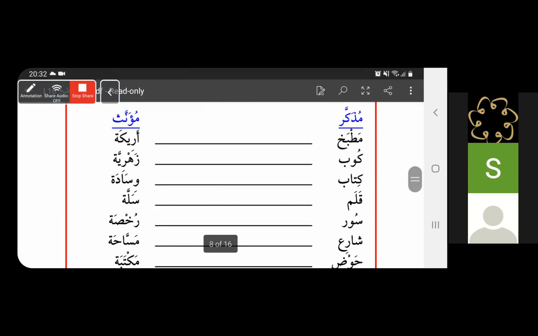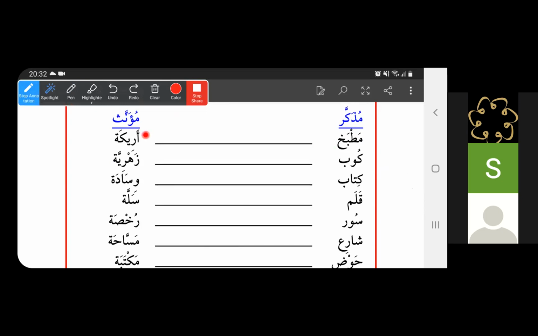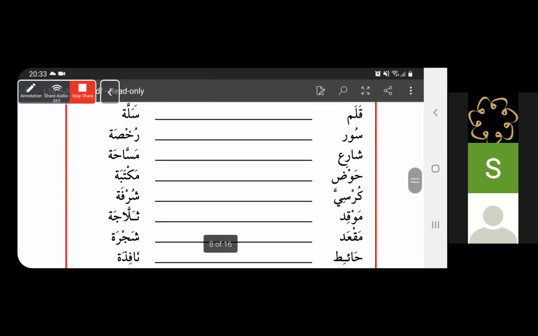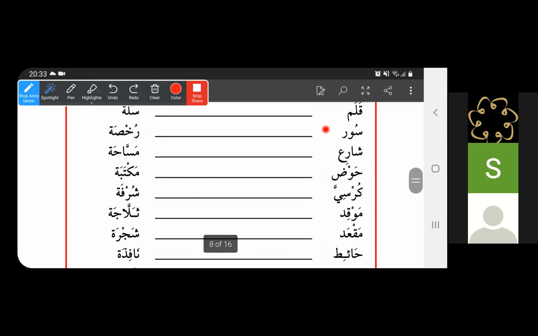نعم يا أختي سدرة. مذكر كوب, cup. Okay, مطبخ is kitchen, أريكة is couch, كوب is cup. No problem. See, Sidra, they are not connected, so you can go that way. كوب cup, كتاب book, قلم pen. سور, it's not picture, right? Because it's with sod. It's wall. نعم, سور. أحسنتي. سور is the wall or the fence.